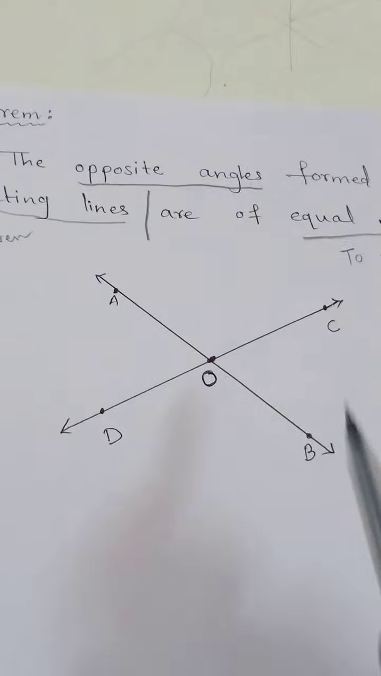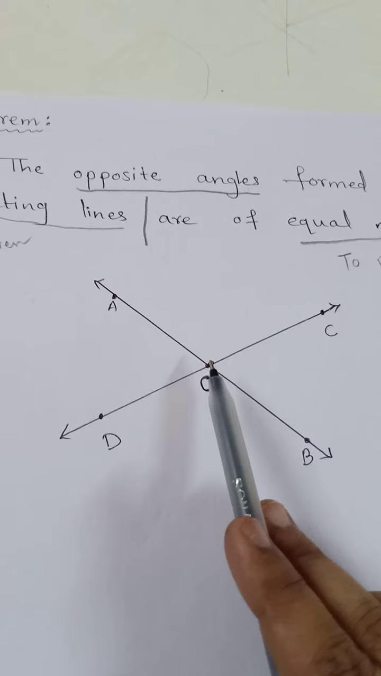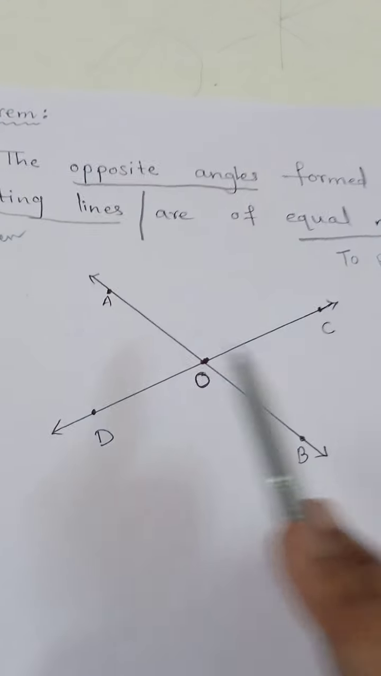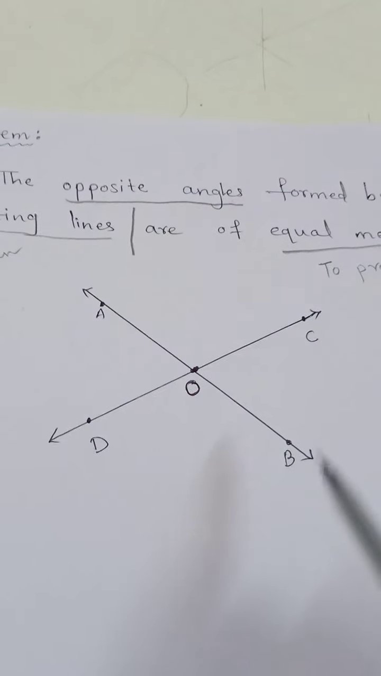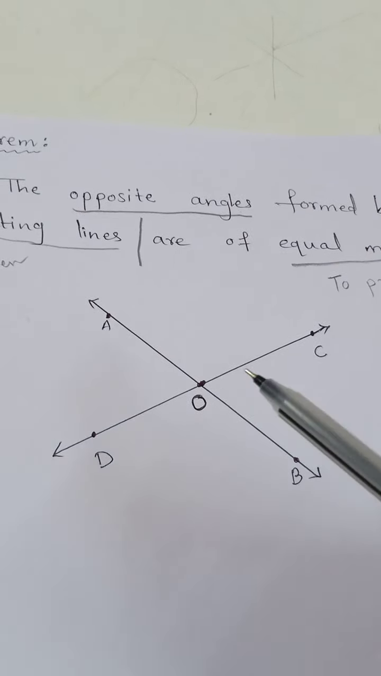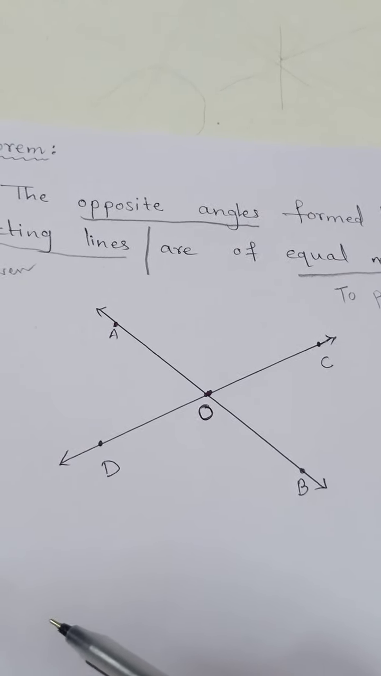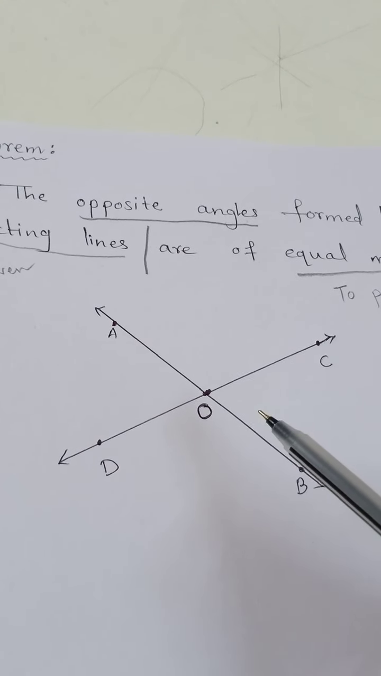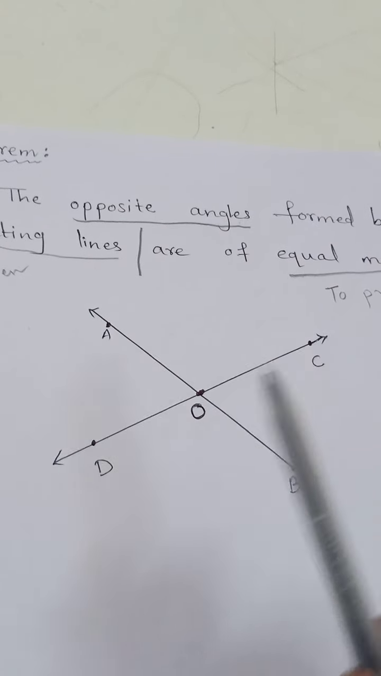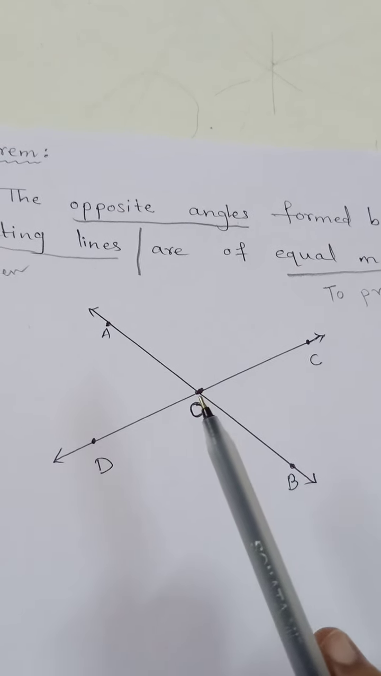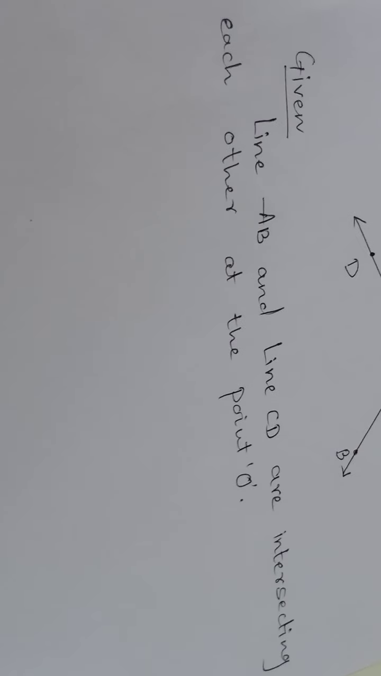Line AB and line CD are intersecting each other at the point O. The statement which I am telling you is nothing but the description of the figure, and the same statement will come for given. So again I will repeat the statement here: line AB and line CD are intersecting each other at the point O. So this is nothing but given.